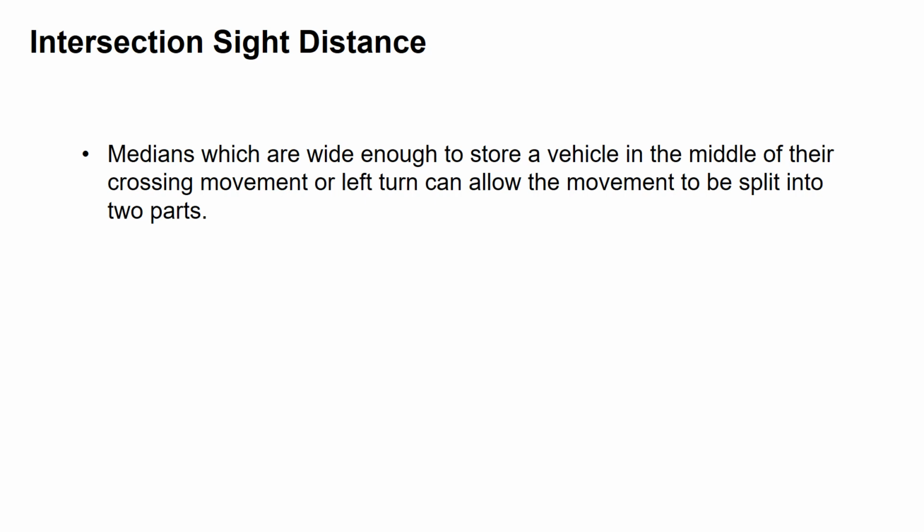Another key thing that we're going to look at when we talk about examples and look at information related to the distances and lengths needed for intersection sight distance is that when medians are wide enough to store a vehicle in the middle of their crossing movement or for a left turn, you can allow that movement to be split into two parts. And so if you visualize yourself as a driver, you can do this in two stages.